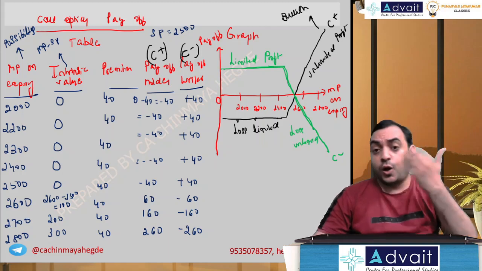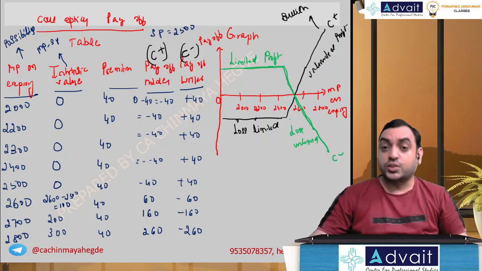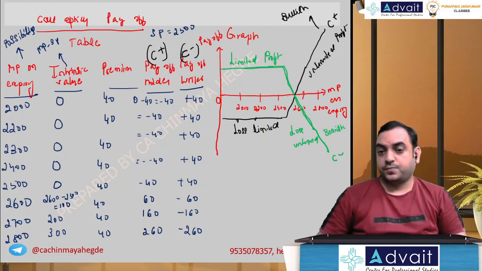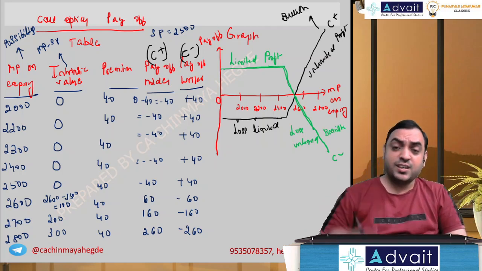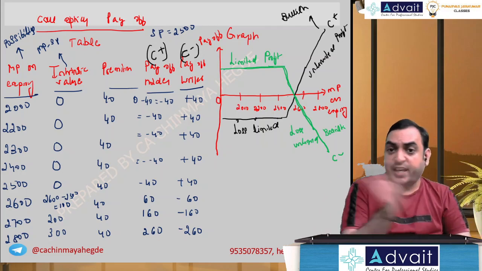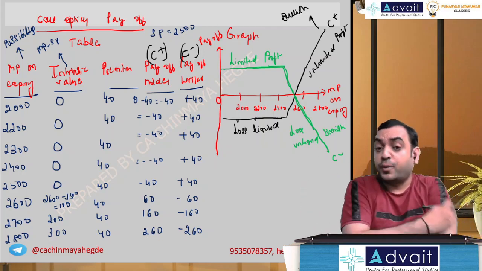So you make a loss when the market price goes up. That is why C minus is called a bearish view. So the writer is actually taking a bearish view. When the market price goes left side, when the market price comes down, you make profit, but limited profit.